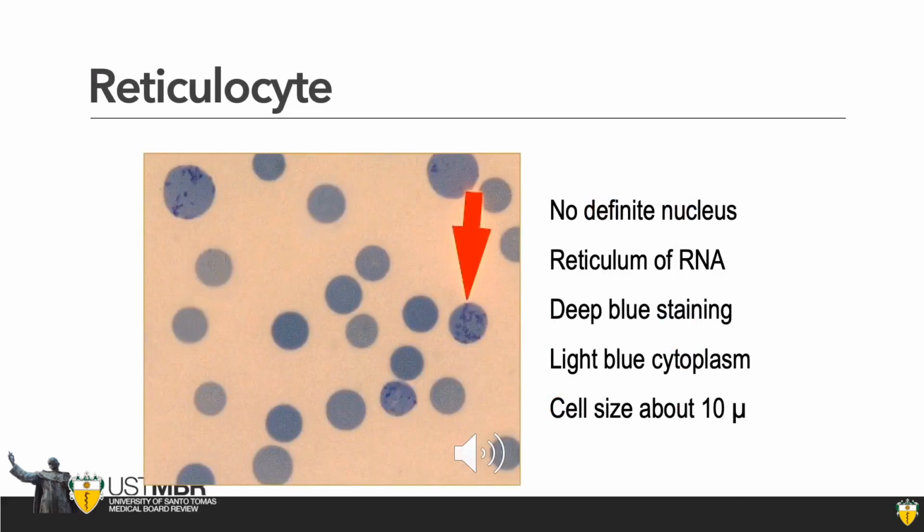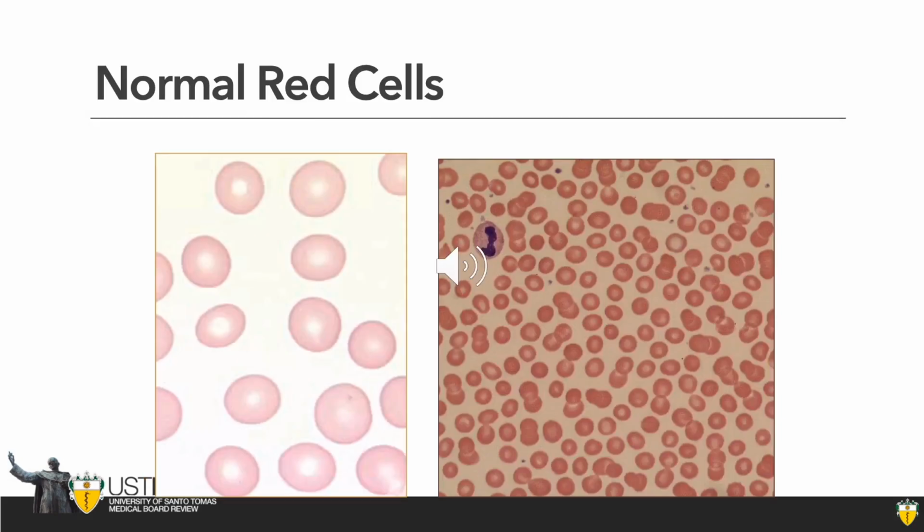An important immature form of red blood cell is the reticulocyte. It's a little bit bigger than the usual red blood cells, and it has no definite nucleus. They are called reticulocytes because of the reticular or mesh-like network of ribosomal RNA that becomes visible under the microscope with certain stains such as new methylene blue or Romanovsky stain.